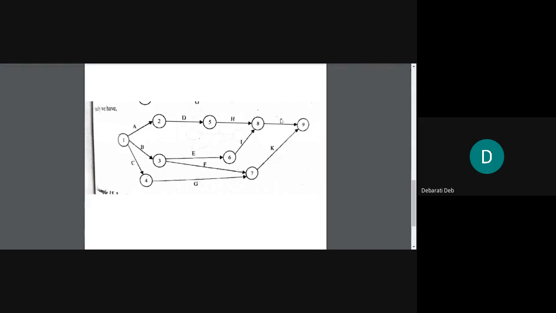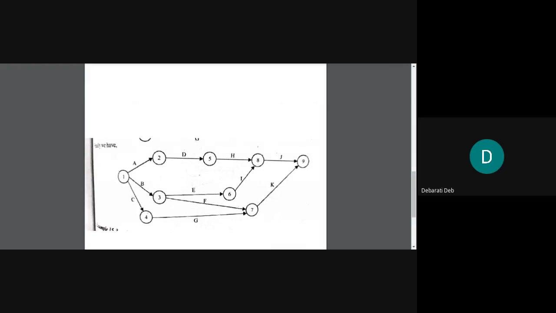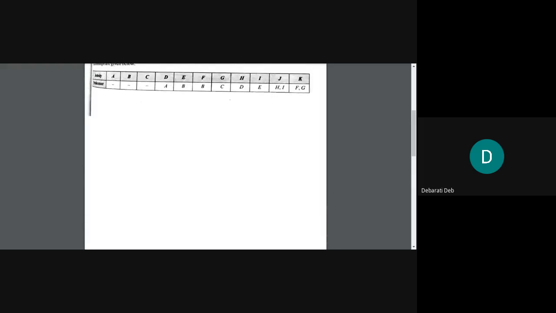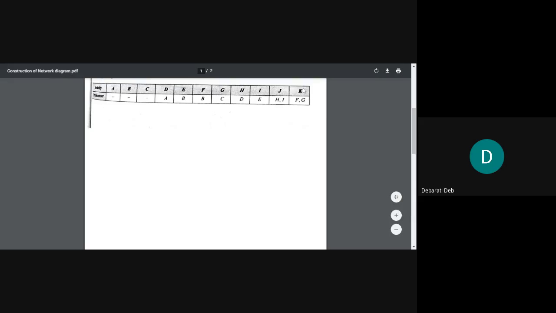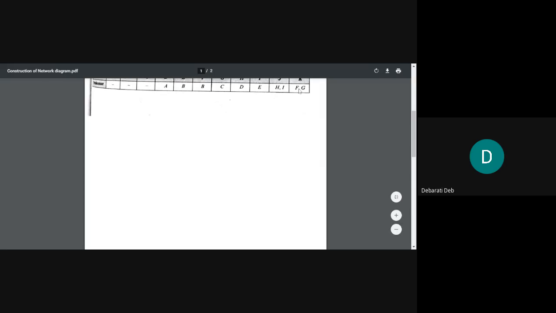It was given that J's predecessors are H and I. So once you make them meet at a single event, you can easily draw J. All right. Then what is the last information? The last information is that F and G are the predecessors of K. K is a different event. Now, can we make F and G meet? That indicates that F and G will have to meet at a single event.